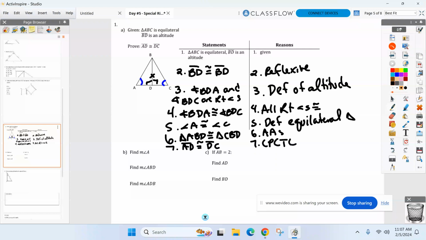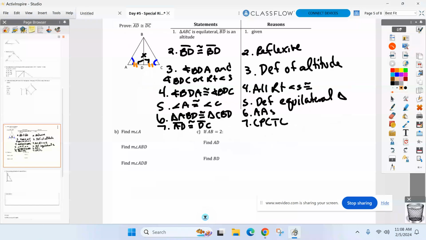I just didn't want to tell you those two are equal, AD and DC. I wanted you to see how it worked. All right, so now you understand that DC and AD are congruent to each other by CPCTC. All right, now let's use all this. Let's just use the proof we just completed to answer some of these questions.